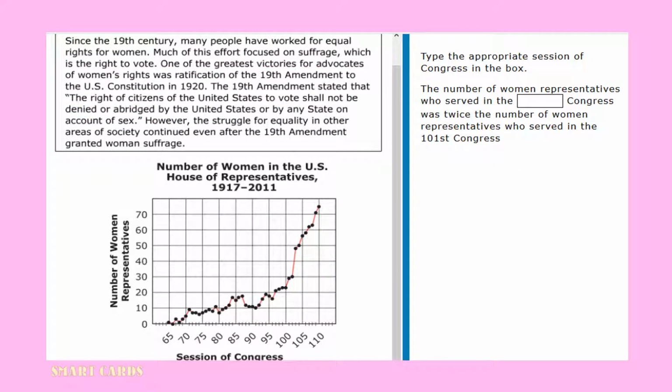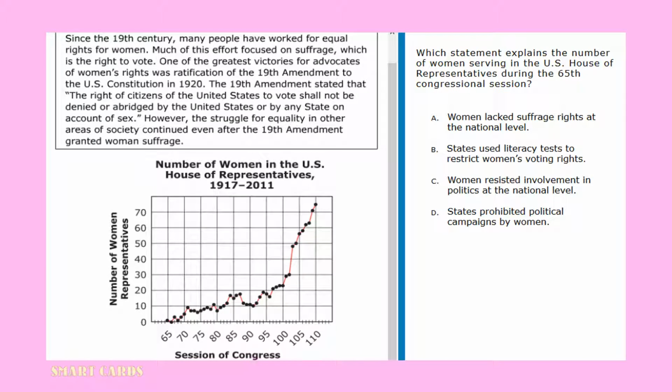Type the appropriate session of Congress in the box. The number of women representatives who served in the blank Congress was twice the number of women representatives who served in the 101st Congress. Here's the 101st Congress. And there were 29 women who served in the 101st Congress. The question is asking us to double, twice the number, double 29, which would give us 58. Where is 58 on the graph? It's right here. There were 58 women who served in the 106th Congress.